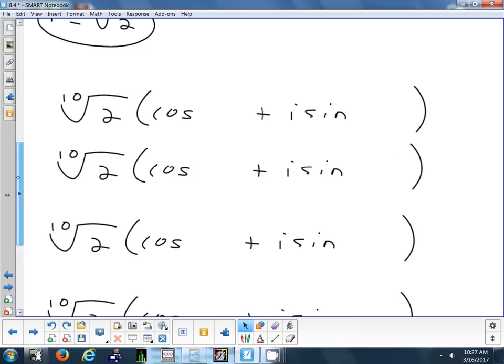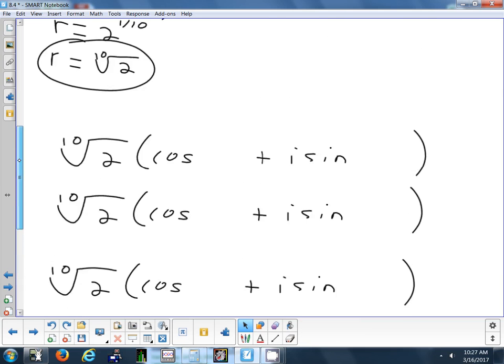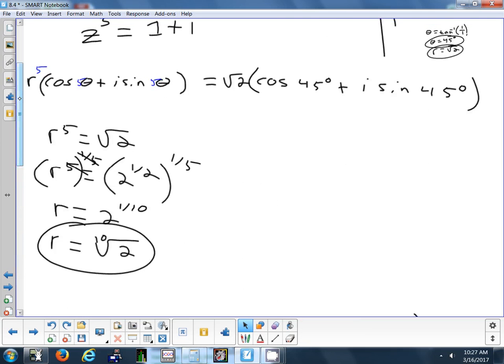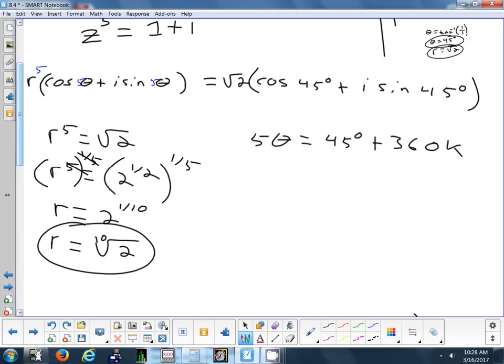My answers are very spaced out, but that's okay. All right, so those are going to be my 5 answers. And now what would be my equation I set up for my angle? 5 theta equals 45 plus 360k. All right. And I'm going to divide everything by 5. It's nice when it goes in evenly and you don't have to deal with fractions. That doesn't always happen, but a lot of times it does.